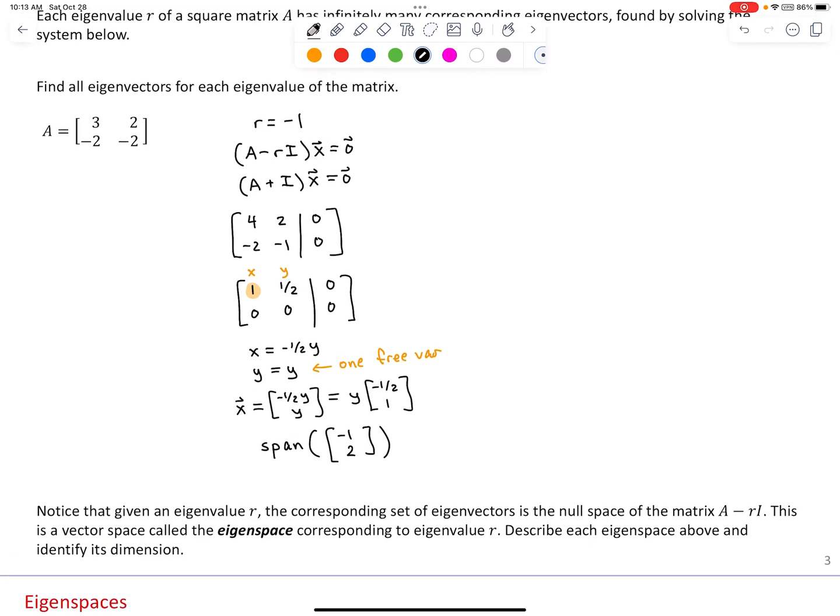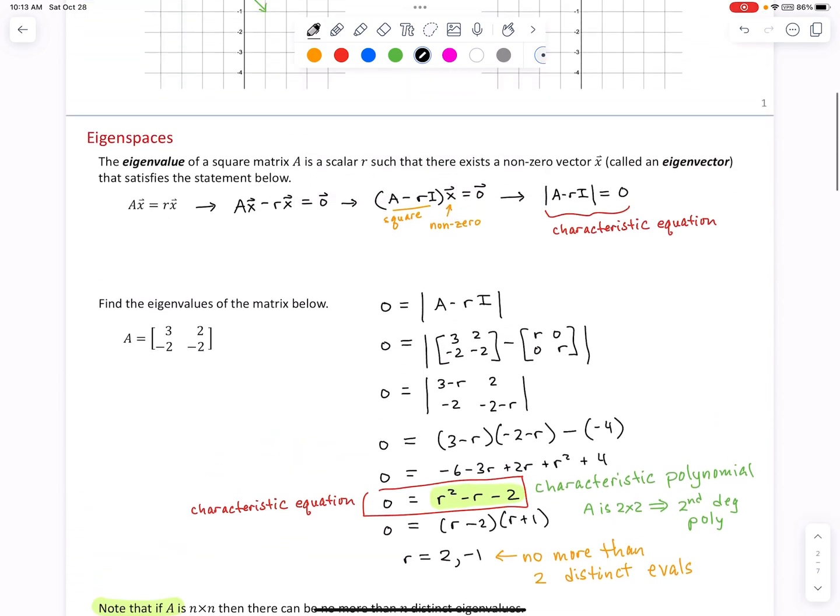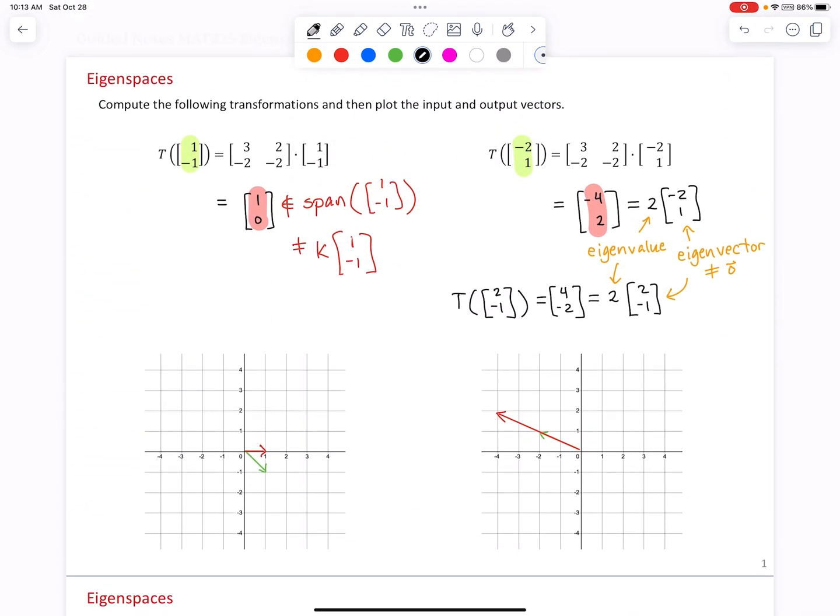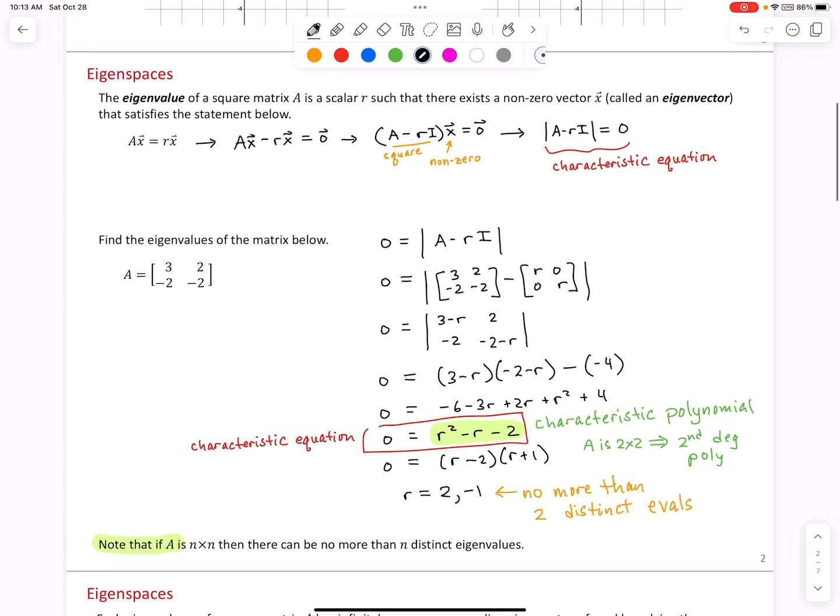Okay, let's repeat this for the second eigenvalue that we found. r is equal to 2. Now you can expect something similar to happen here. In fact, if we go back to the first page, we've already stumbled across what the eigenvectors look like for this particular eigenvalue 2. It turns out that any non-zero multiple of the vector negative 2, 1 will be an eigenvector associated with this eigenvalue 2. Let's go ahead and confirm that.